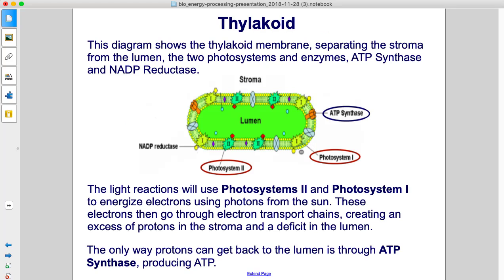This diagram shows the thylakoid membrane, separating the stroma from the lumen, the two photosystems and enzymes, ATP synthase and NADP reductase. The light reactions will use Photosystems 2 and Photosystem 1 to energize electrons using photons from the sun. These electrons then go through electron transport chains, creating an excess of protons in the stroma and a deficit in the lumen. The only way protons can get back to the lumen is through ATP synthase, producing ATP.